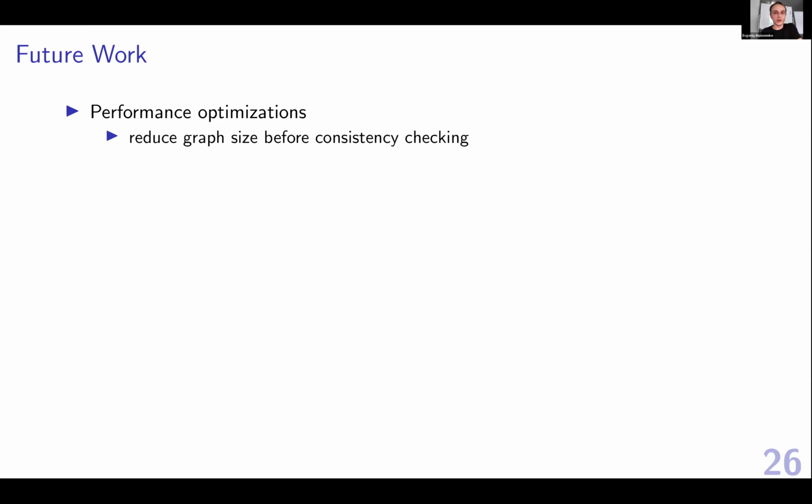And basically for now, there are two main bottlenecks of this approach. The first one is that graph consistency checking is actually a very expensive operation. So optimizing this part is very important. We have some ideas how we can do this. Basically, there are some heuristics that we can use so that we can reduce the size of the graph that we need to check for consistency.